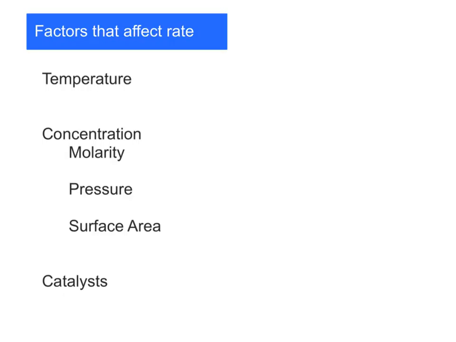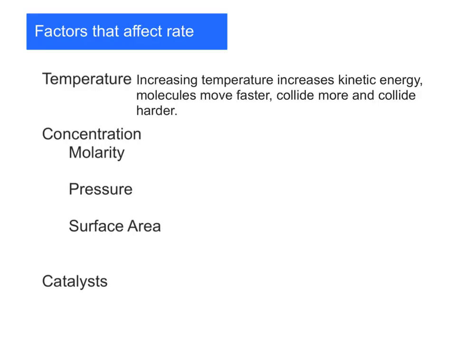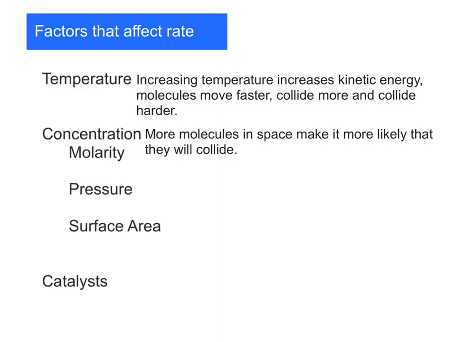Okay, so what are the factors that affect the rate of the reaction? I mentioned temperature already, and that's because temperature is related to kinetic energy. So the faster the molecules are going when they collide, the more energy there's going to be to break those bonds. Okay? And then concentration is also a factor. The reason this is a factor is because the more molecules you have in a given space, the higher their concentration would be, and the more likely they are to collide.